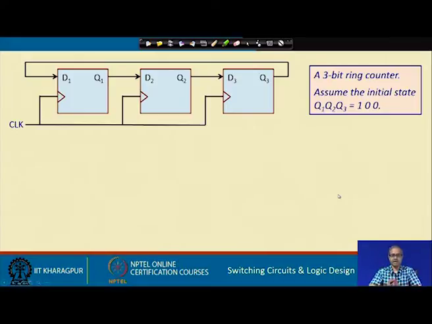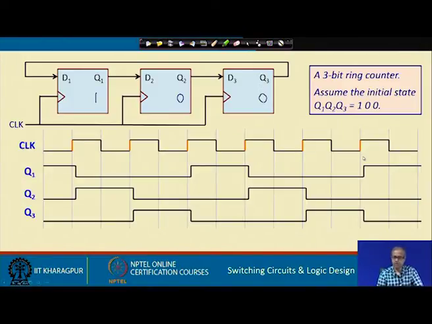So, this is how a ring counter looks. Here I am shown the diagram of a 3 bit ring counter. There are 3 flip flops, the output Q3 is connected to D1, and we assume that initially we load the flip flops with 1 0 0. So, this has 1, this has 0 and this has 0.